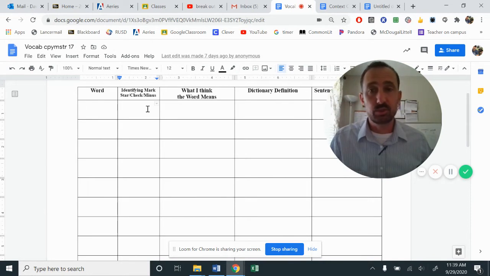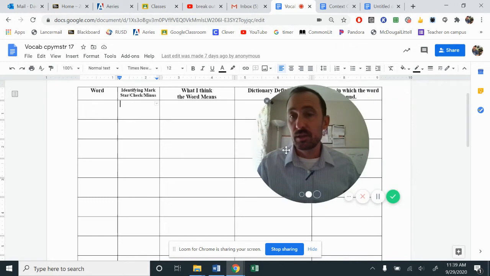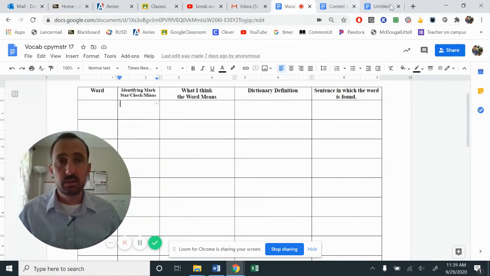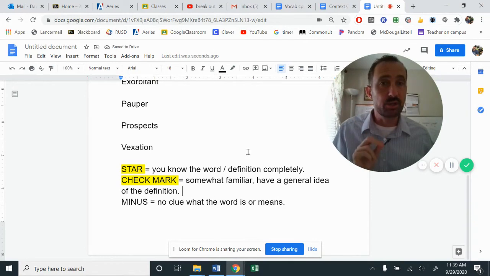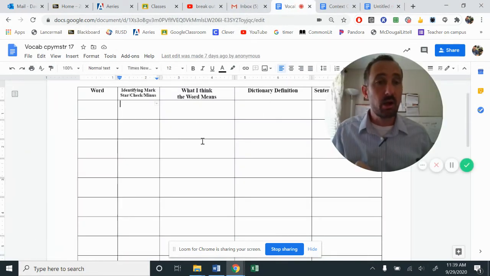Now that you've had a chance to give it an identifying mark, here's what you're going to do. Any word that has a star or a check mark, if it has any of those words that you gave a star or a check mark, you will need to go over here to this next column and put down what you think the word means. It doesn't have to be a correct definition. It doesn't have to be the right definition. If you were like, oh, I think ruinous means that something's destroyed, put down something is destroyed.